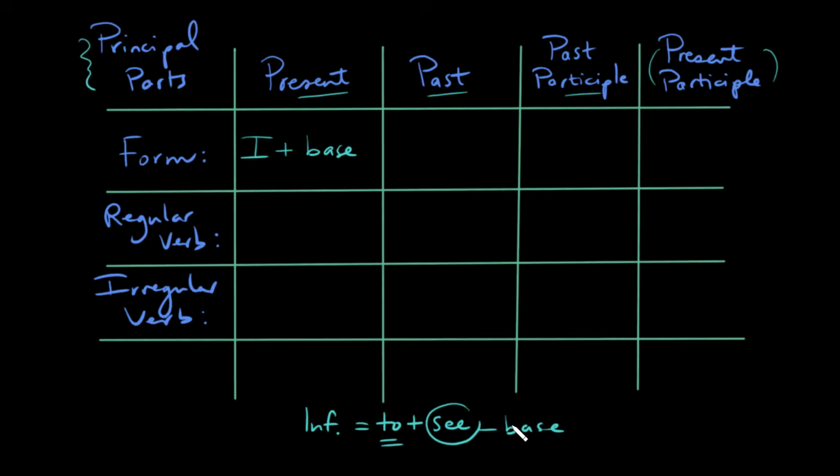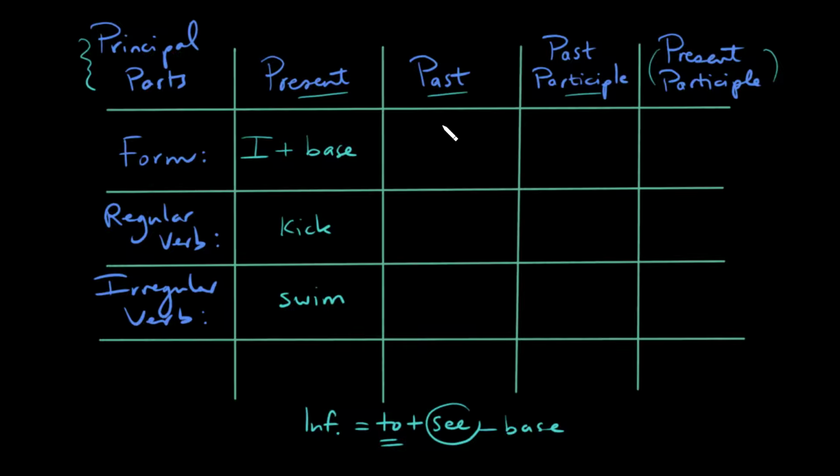And you can see then that for a regular verb, this would be something like I kick. To kick becomes I kick. An example of an irregular verb would be I swim. And you'll see in a moment why this one is irregular. It's going to change a whole lot more.